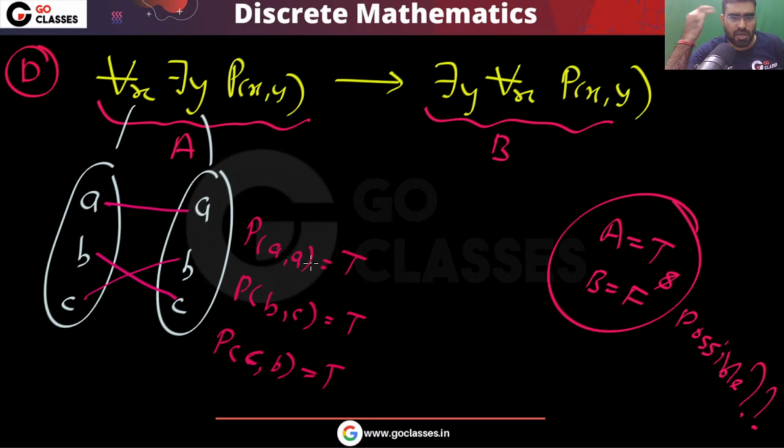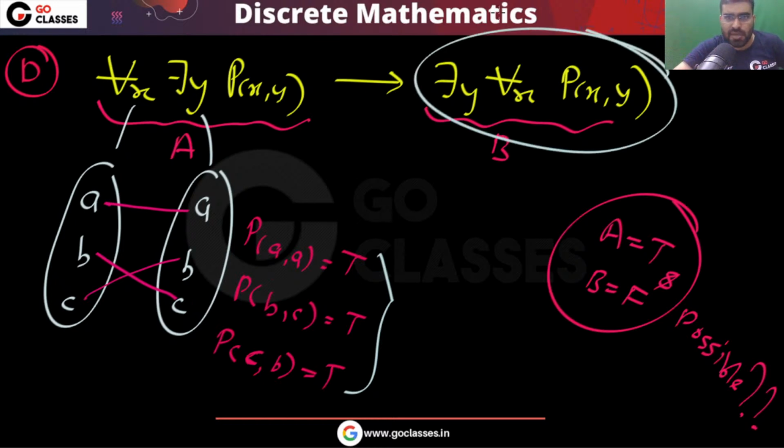What about B? In this situation, what about B? Let's assume for A you have A. So this is the thing, that for everyone there is someone. For everyone there is someone means for A there is A, for B there is C, for C there is B. So you can notice P(A,A) true, P(B,C) true, P(C,B) true. Now is it possible that this can be false?